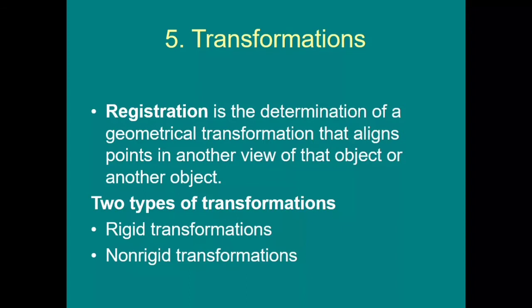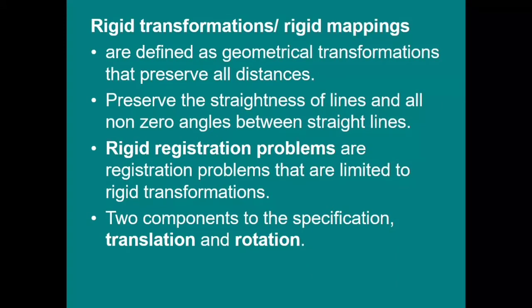Transformations. Registration is the determination of a geometrical transformation that aligns points in one view of an object with points in another view of that object or another object. There are two types of transformations: rigid transformations and non-rigid transformations. Rigid transformations, also known as rigid mappings, are defined as geometrical transformations that preserve all distances, preserve the straightness of lines, and preserve all non-zero angles between straight lines. Rigid registration problems are registration problems that are limited to rigid transformations.